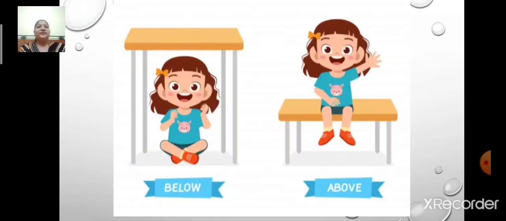Next, below, above. This girl is sitting below the table and this girl is sitting above the table. So, below, B-E-L-O-W, below, and above, A-B-O-V-E, above. Below and above are the words opposite to each other.